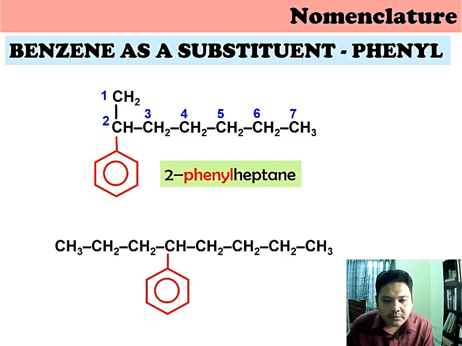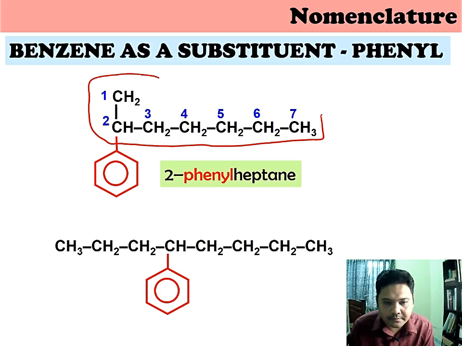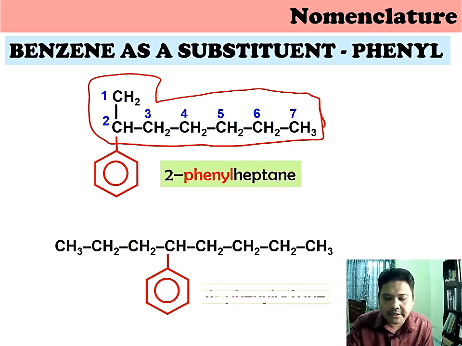Why does benzene act as a phenyl? Because benzene has six carbons, while heptane has seven. So heptane will be the parent name, and benzene will act as a substituent. So the name is phenyl. For example, this one, 2-phenyl heptane.